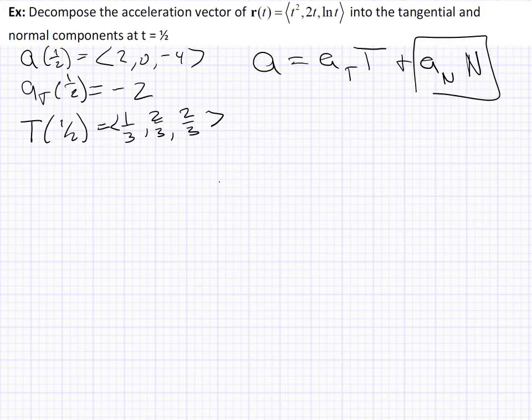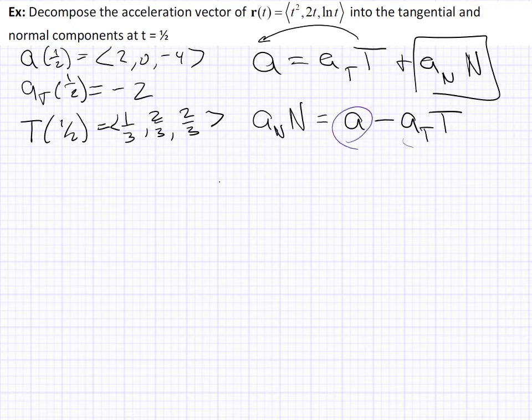So we need to figure out these two pieces still. So very simple. First off, we're going to move this to the other side. So we get that a sub n, n equals a minus a sub t, t. Remember, we know this and these two. So we can figure out what a sub n, n equals. Now, let's think about this a little bit more.